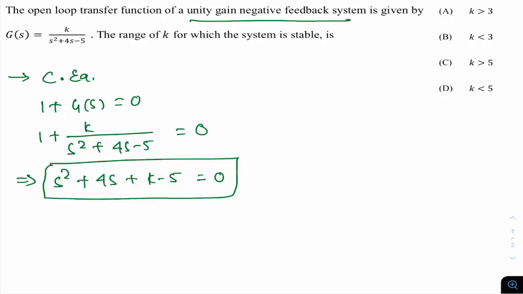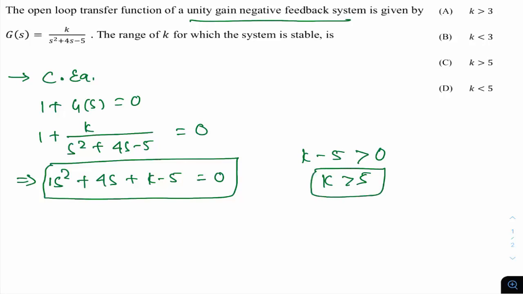So this is a second order equation, and in a second order equation, the roots will be negative, or the poles will lie on the left half of the s plane, provided all the coefficients are of the same sign. That is, all coefficients are either of positive sign or all are of negative sign. In this case, 1 is positive, 4 is positive. So we expect K minus 5 should also be positive. That means K should be greater than 5. If K is greater than 5, then the system will represent a stable system.